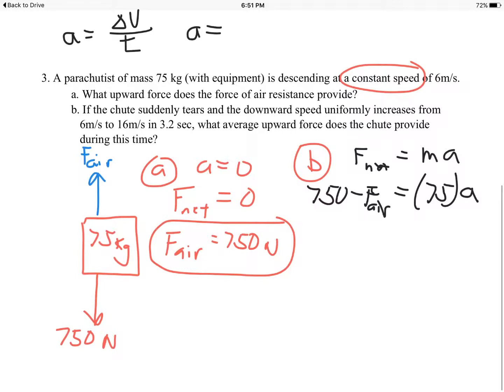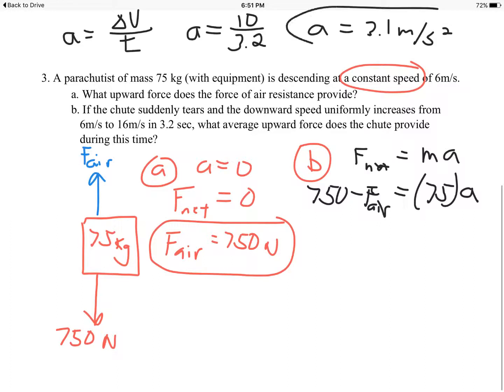The acceleration is the change in velocity, which is 10. Check your units, meters per second, that's good. That's the increase of 10 meters per second from 6 to 16 meters per second in 3.2 seconds. So the acceleration here is 3.1 meters per second squared. Sorry, that's a 3.1. So we're going to plug that in for a, and then we're almost home free here.